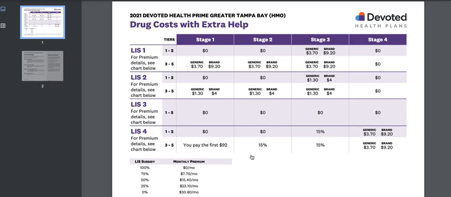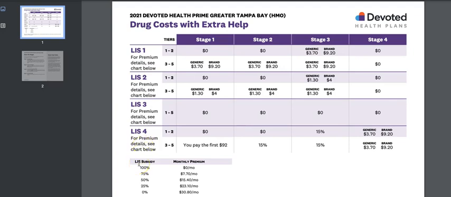You'll open them up, and the first thing that you'll notice is on the left-hand side the low-income subsidy numbers 1, 2, 3, and 4. This is the level of low-income subsidy that someone has that impacts what their cost share amounts are when they go to pick up a prescription.